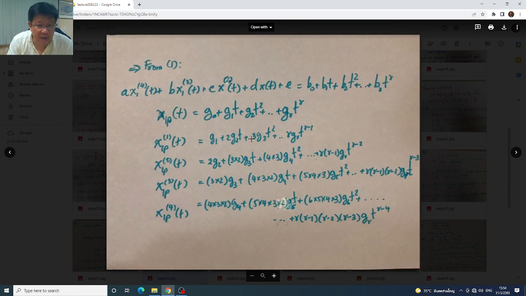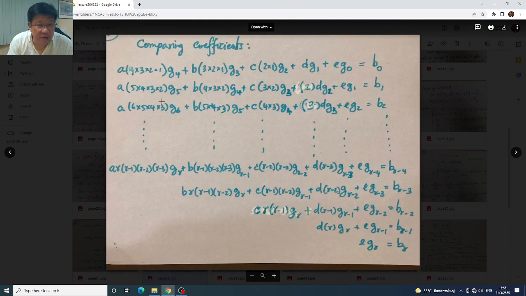And then we compare the same with the term multiplied by T: G1, the zero order, multiplied by E, 2G2 multiplied by D, and 3 times 2G3 multiplied by C, and this one 4 times 3 times 2G4 multiplied by B, and 5 times 4 times 3 times 2 G sub 5 multiplied by A, and that results in this one, equal to B1, B2, B3, B4.